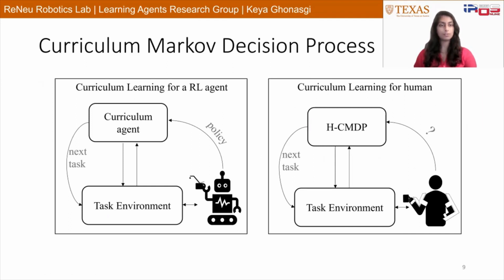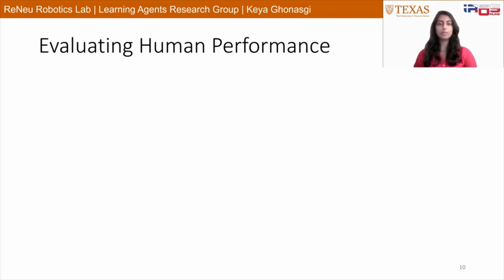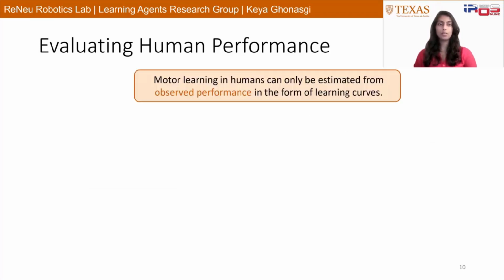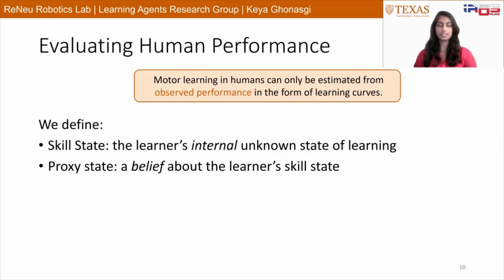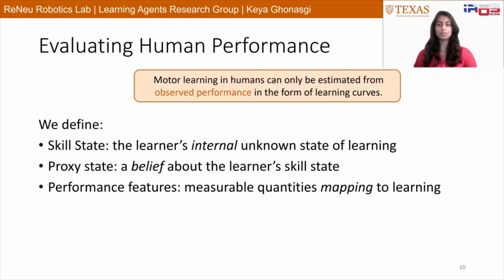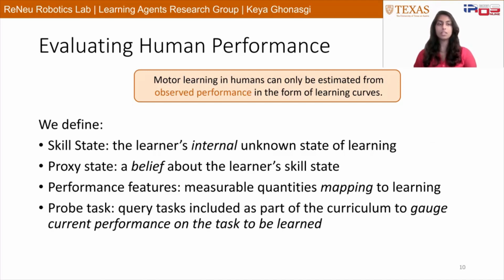As mentioned earlier, characterization of motor learning is difficult and can only be estimated from changes in observed performance. We define the following terms to help formulate the Human Skill Curriculum MDP. The skill state is the human's hidden internal state of learning. The proxy state is a belief about the learner's skill state. This belief is formed through the observation of performance features, which are measurable metrics that map to learning and performance changes. Finally, the measurement of these metrics must be done in probe tasks or query attempts of the task that is being learned. Since humans do not stop learning, this query task must be incorporated into the training.